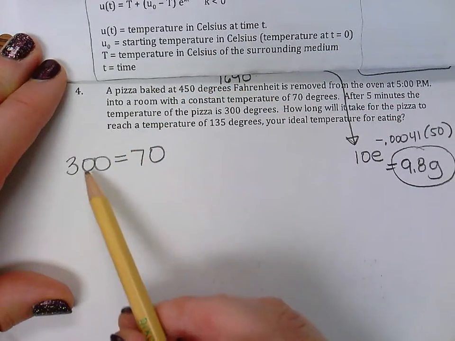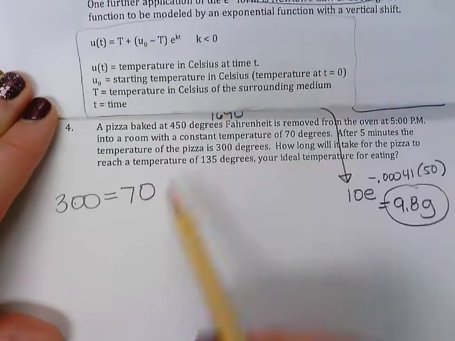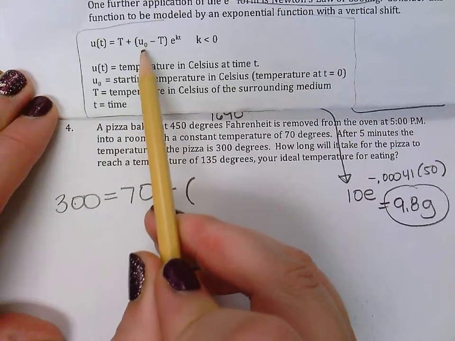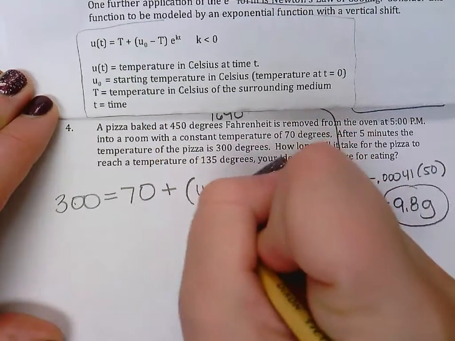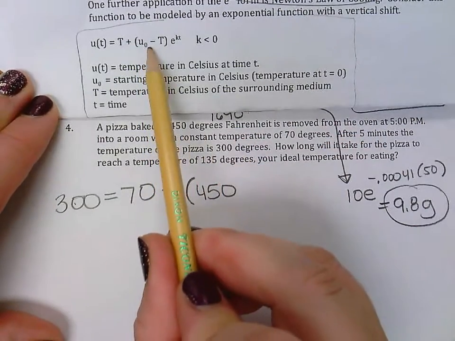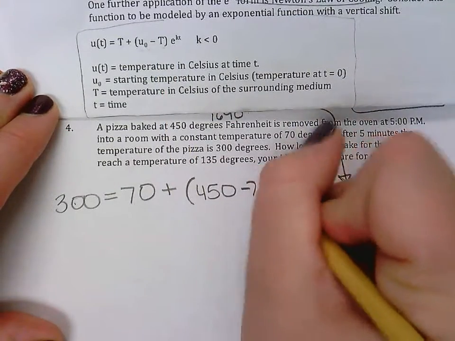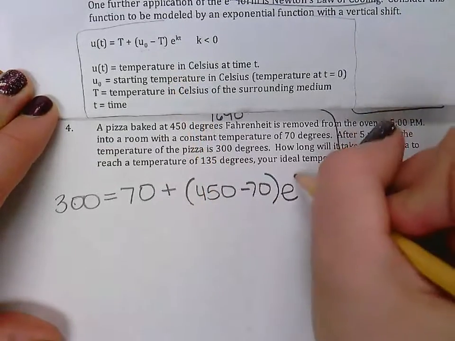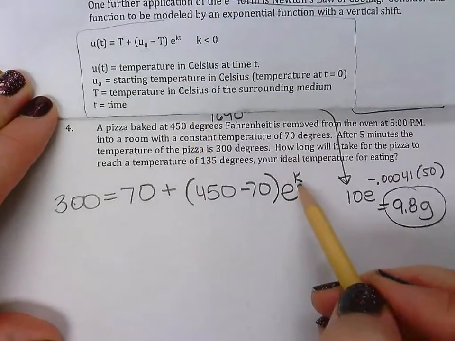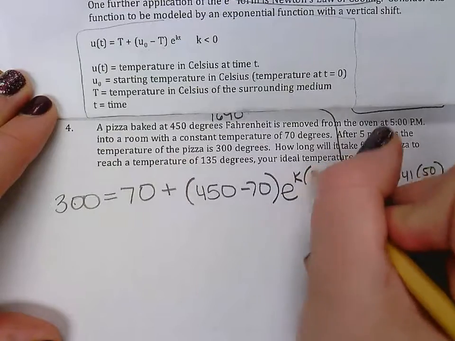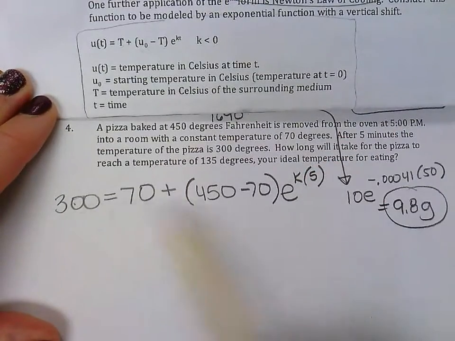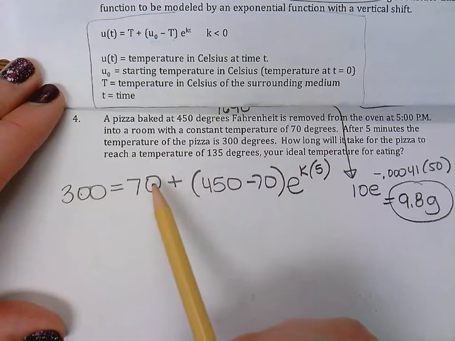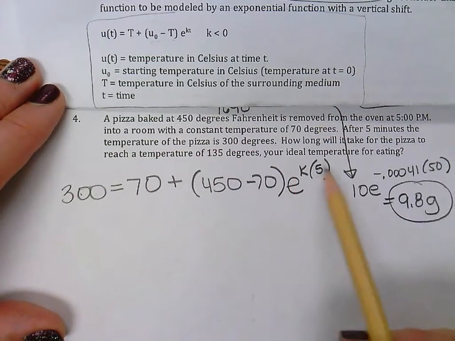So you've got the current temperature, room temperature. Then there's a plus sign, parentheses. u sub 0 is the starting temperature minus T, so minus room temperature. e to the k, trying to find k. How long has it been? 5 minutes. So that is the equation. This is your current temperature, room temperature, starting temperature, 5 minutes.